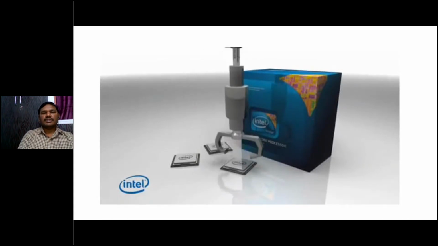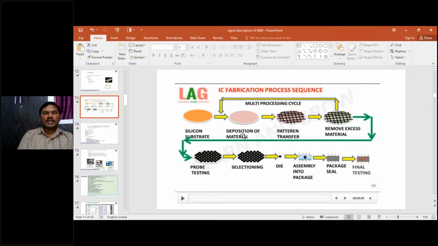So these are the different steps. First they take a silicon substrate, then deposition of the material and pattern transfer. Then removal of the excess material, and they do testing and selection of how much is required. They cut it into pieces, assemble it into packages, and finally test it, and manufacture a bulk number of ICs and send them to the market.